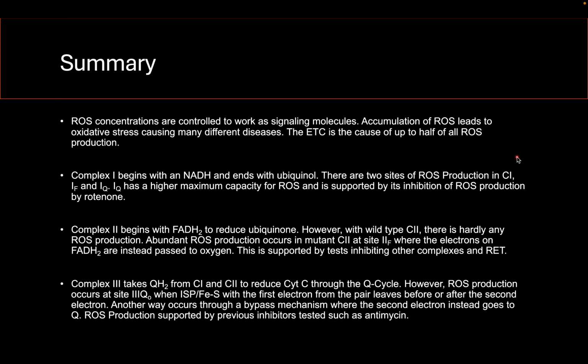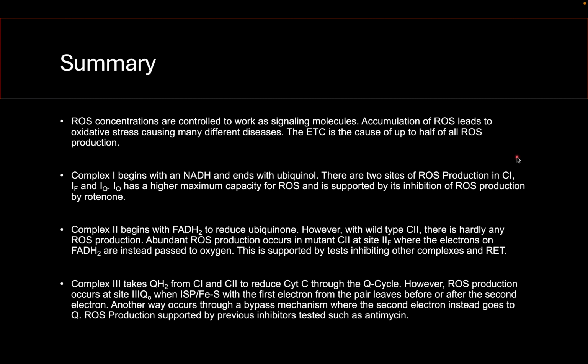So in summary, ROS concentrations are controlled to work as signaling molecules, but you can have an accumulation of ROS that leads to oxidative stress and causes many different diseases. And it is found that the electron transport chain is the cause of up to almost half of all ROS production, namely being complex 1, 2, and 3. In complex 1, you begin with an NADH and end with ubiquinol, and there are 2 sites, 1F and 1Q. 1Q has a higher maximum capacity for ROS production and is supported by inhibition of rotenone and even the upregulation of production of ROS by complex 3.